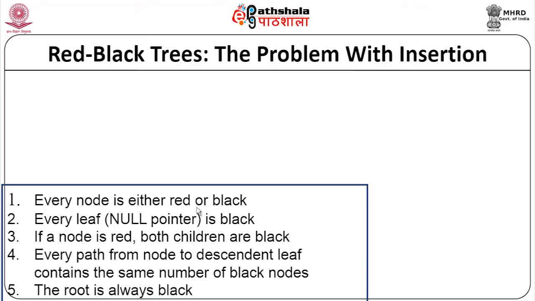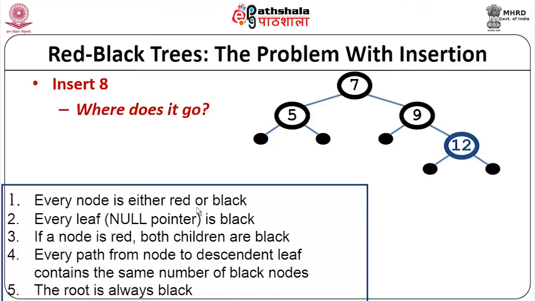So, the problem with insertion is: every node is either red or black, every leaf is black. We know these properties, just stating them. If a node is red, both the children are black. Every path has to have the same number of black nodes and the root is always black.